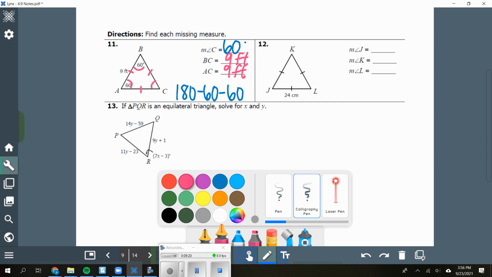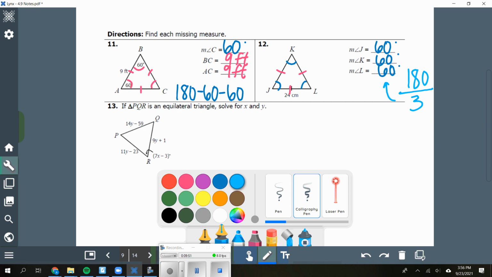On 12, I'm told that every single one of my sides are equal with those tick marks, which means every single one of my angles are equal. And in a triangle, if all three are equal, it's going to be 60 degrees. The math behind that, the triangle is 180. I have three angles that are all equal, so divide by 3, and that's going to give you that 60 degrees. All right, in 13, we have an X and we have a Y.